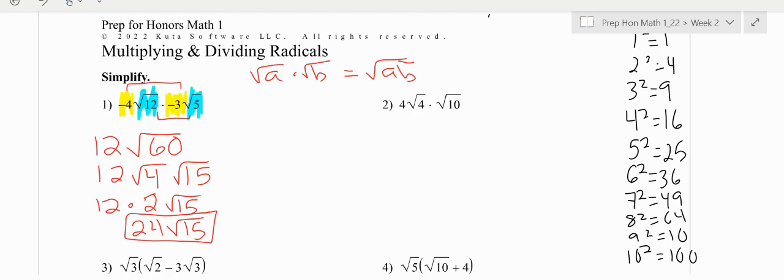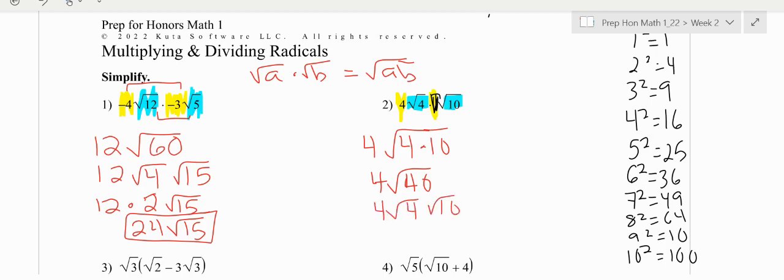For number 2, it's essentially the same thing. If I don't see a number in front, I actually assume there's a little 1 here. You don't have to write that, but just keep that in mind. So it's like you have a 4 and a 1, and a 4 and a 10 that are getting multiplied. So 4 times 1 is 4. Inside is 4 times 10, which is 40. The largest perfect square that goes into 40 is 4. So 4 and 10. And then we would get 8 root 10.